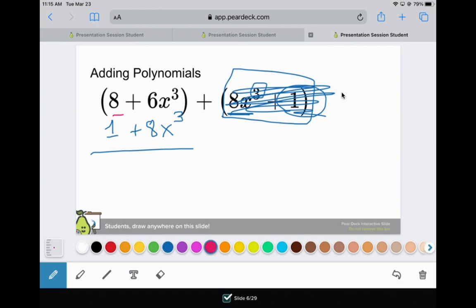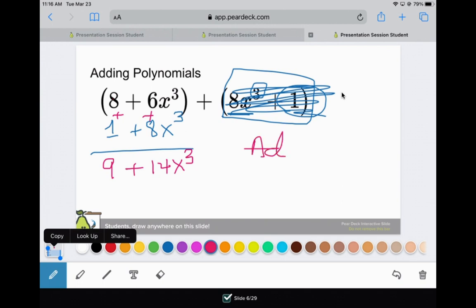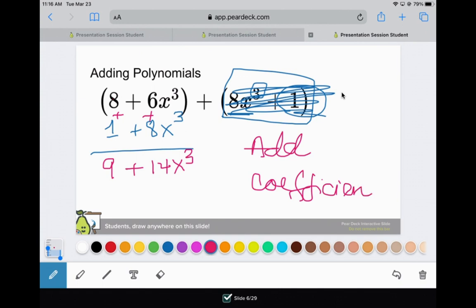This one is addition, so I know I'm going to add them. So 8 plus 1 gives me 9. 6 plus 8 gives me 14x to the third. So when I add, I only add the coefficient. Even though I have the x to the third, it's not going to give you x to the 6. You don't add the exponent. You only add the coefficient. Coefficient is the number in front of the letters. So 6 and 8, that's the coefficient.